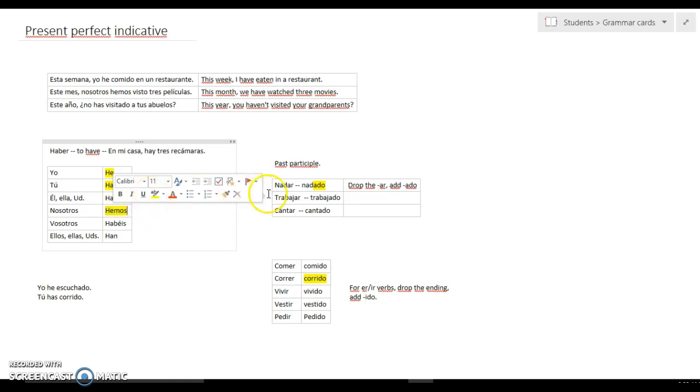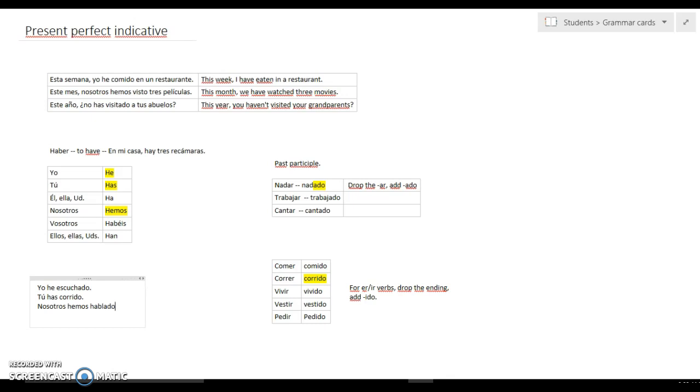How would you say we have spoken? Nosotros hemos. Hablar is an AR verb, so you go over here and you say, drop the AR, add the ado, and you say, nosotros hemos hablado. Okay, pretty straightforward.